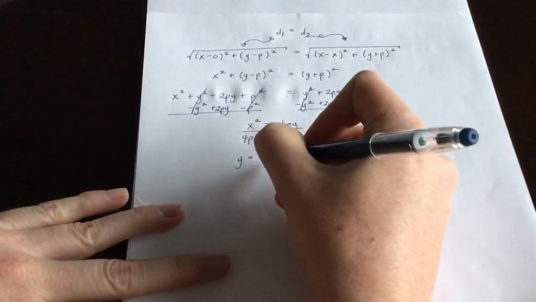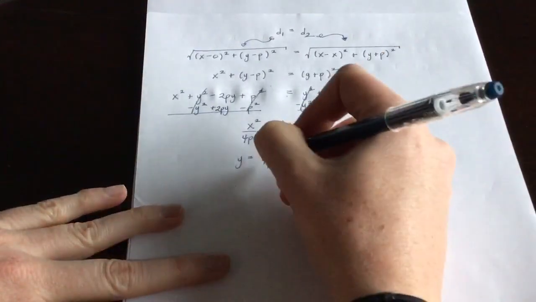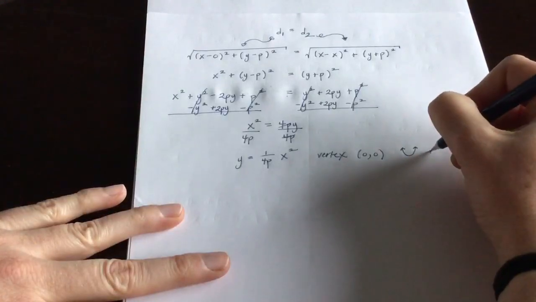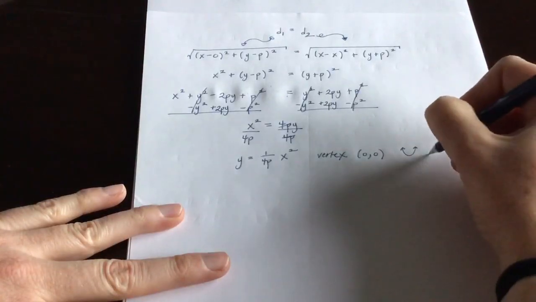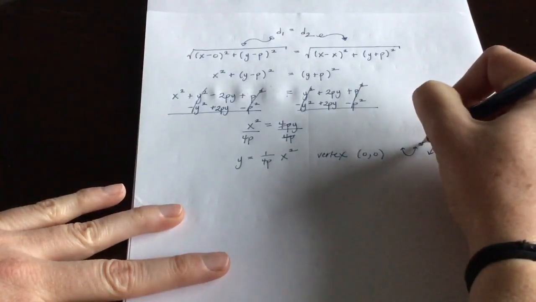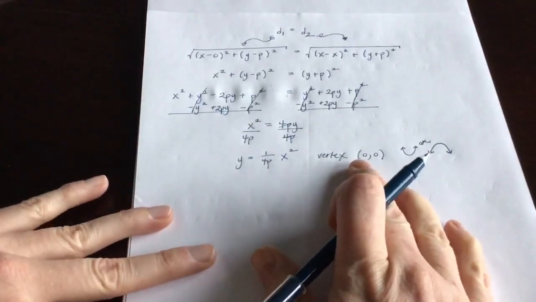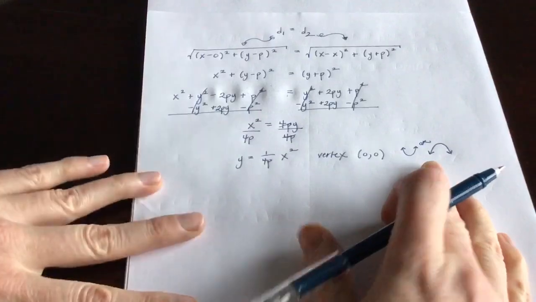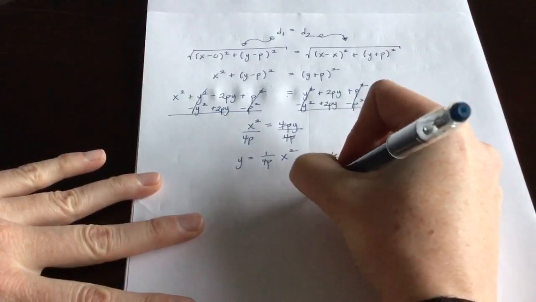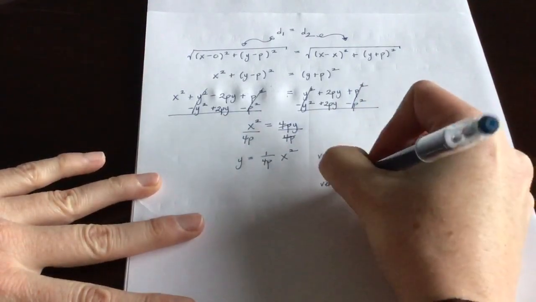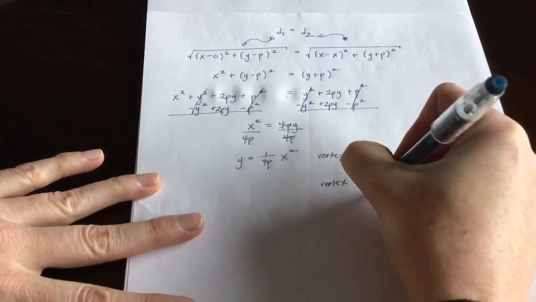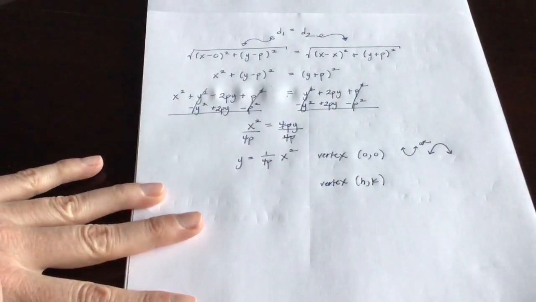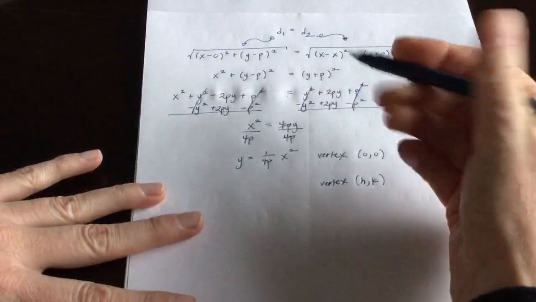If your p-value is positive, it would make your parabola open upward. If your p-value is negative, it would just cause the stretch factor to be negative, so it would make your parabola open downward. So this would be your situation if your vertex is at 0, 0, and you open upward or downward. Now I want you to think about what the equation would be if your vertex is not at 0, 0, but at some other point, which I'll call h, k, and it still opens upward or downward.